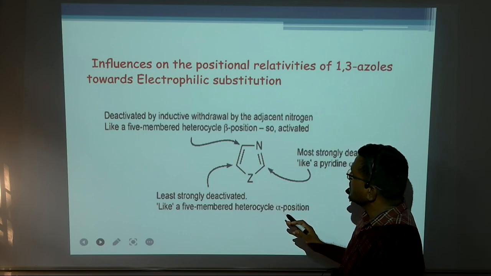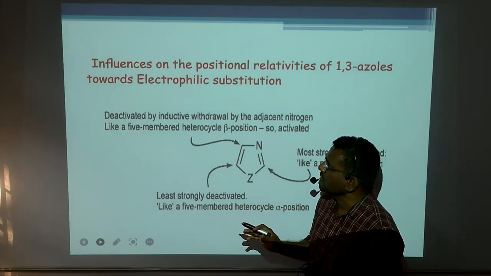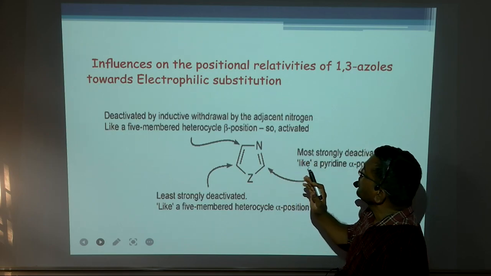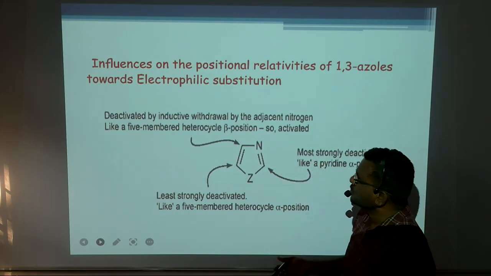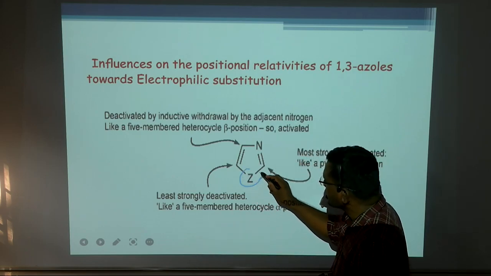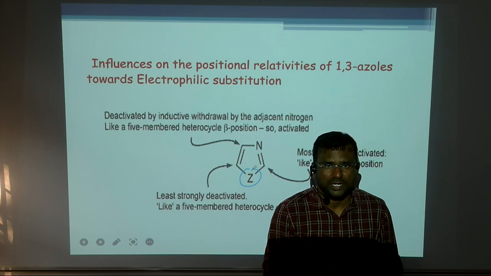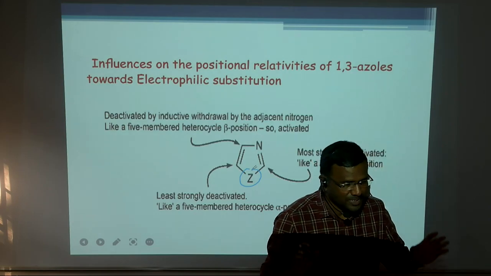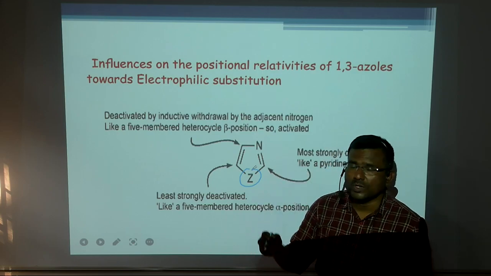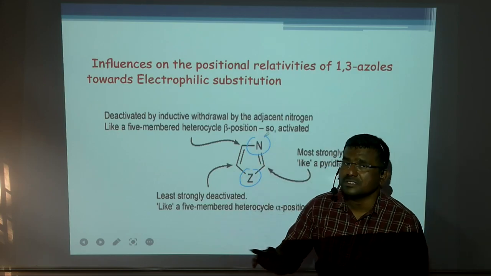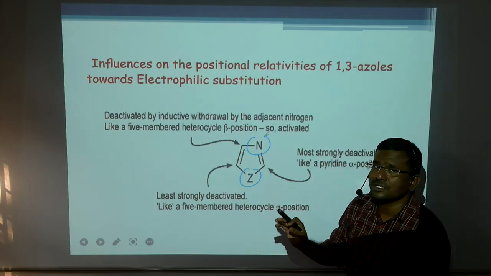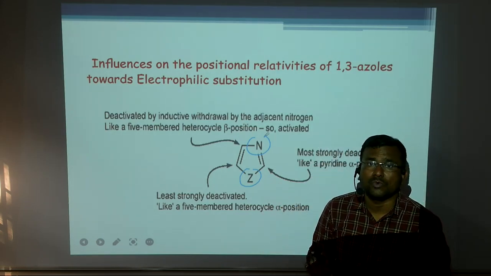Now this is the very important slide which shows the influences on the positional reactivities of 1,3-azole towards electrophilic substitution. Now look at here, this Z stands for our main heteroatom, which may be nitrogen, sulfur, or oxygen. And as I told you earlier, position number 3 is compulsorily occupied by nitrogen. So this is the general structure of 1,3-azole.